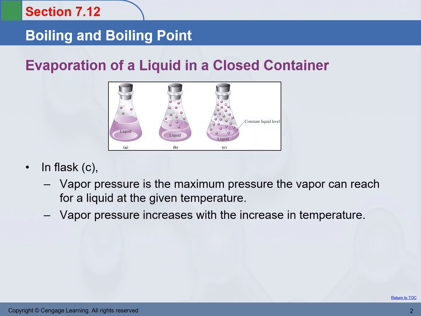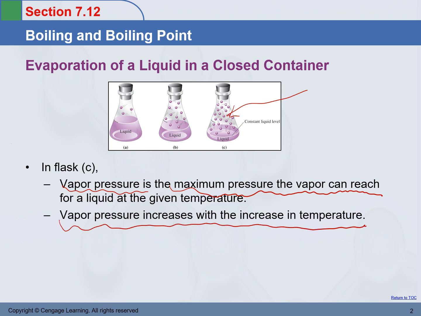Here are a couple of conclusions we had from our last evaporation experiment. Inside flask C, the pressure exerted by the vapor is called the vapor pressure, and the vapor pressure is the maximum pressure the vapor can get for a liquid at a given temperature. Another conclusion we had was that the vapor pressure increases with the increase of temperature. Higher temperature, higher vapor pressure. All right, keep this in mind. Let's go back to do our experiment to boil some water.